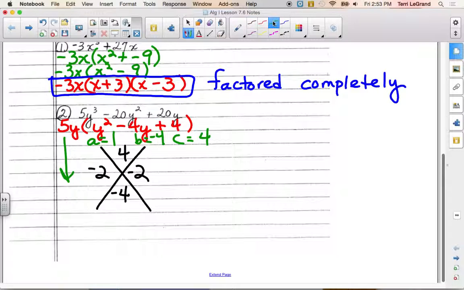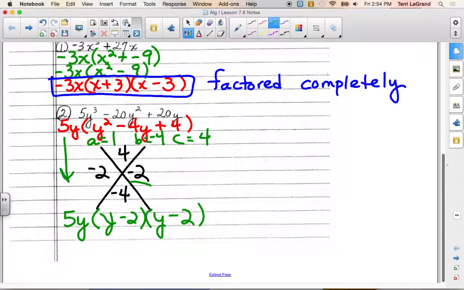Remember, this 5y comes down with it though. So now we're going to write the factors of our trinomial. What are the factors of our trinomial? Y minus 2, y minus 2. We got so used to one of them having to be subtraction and the other addition. Do we think that's the way it's always going to go? No, not always.